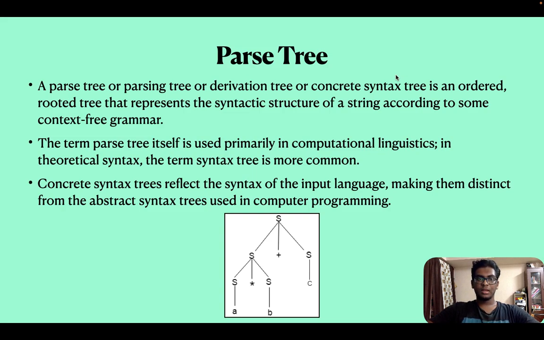Parse tree. A parse tree, or parsing tree, or derivation tree, or concrete syntax tree, is an ordered rooted tree that represents the syntactic structure of a string according to some context-free grammar. The term parse tree itself is used primarily in computational linguistics. In theoretical syntax, the term syntax tree is more common. Concrete syntax trees reflect the syntax of the input language, making them distinct from the abstract syntax trees used in computer programming.